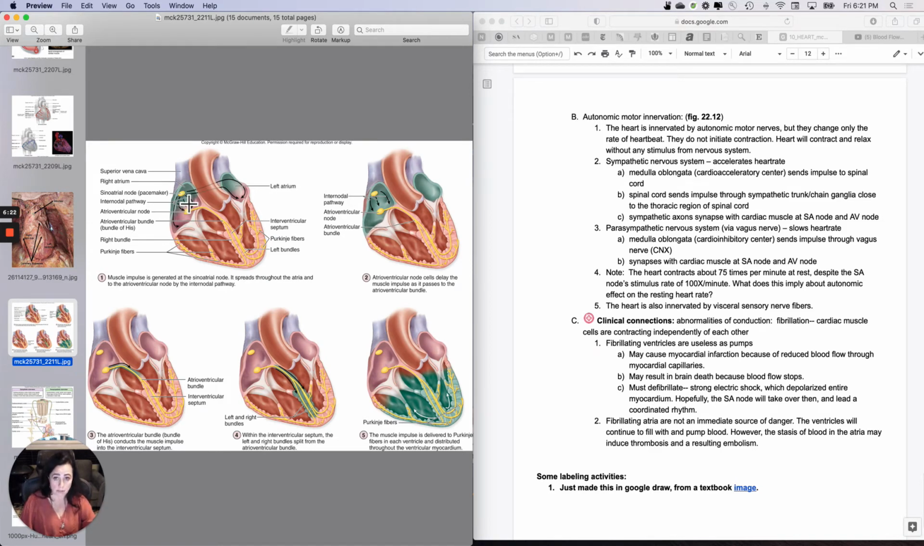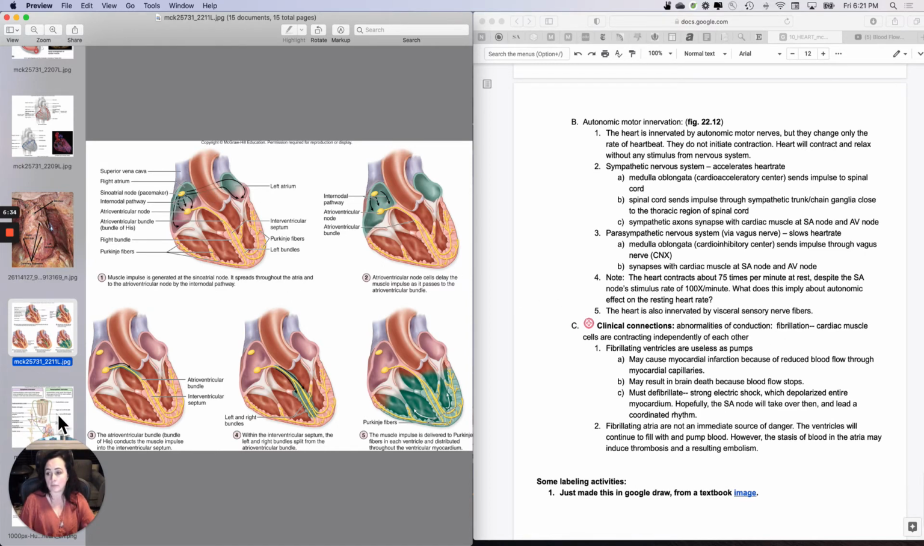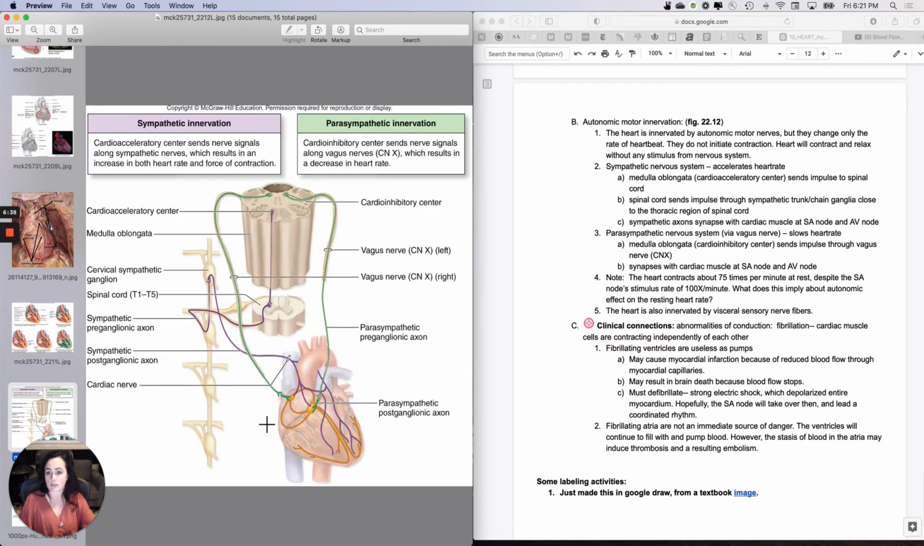Now, after the car is started, you can actively inhibit what it's doing with brakes, or you can actively increase what it's doing with gas. And that is what the autonomic motor division does. So remember, the heart is actually innervated. This isn't a picture you've seen before, but it should be okay to you. Parasympathetic innervation to the heart comes through cranial nerve number 10, which is the vagus nerve. And it's going to go to the SA node and the AV node.